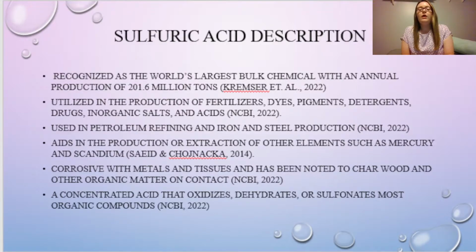And specifically for mercury, sulfuric acid is a chemical that is added to a precipitation reaction. And what happens at the end, once the right temperature is reached, is that mercury crystals are precipitated out of the reaction. Sulfuric acid is also corrosive to metals and tissues, and it has been known to char wood and other organic matter on contact. It can be a concentrated acid that oxidizes, dehydrates, or sulfonates most organic compounds.